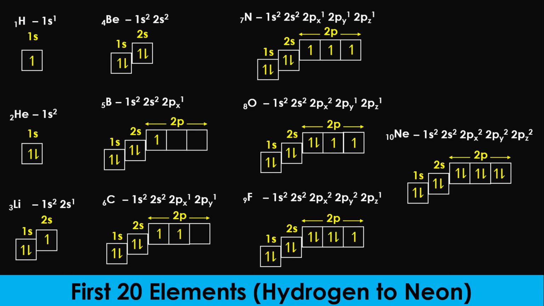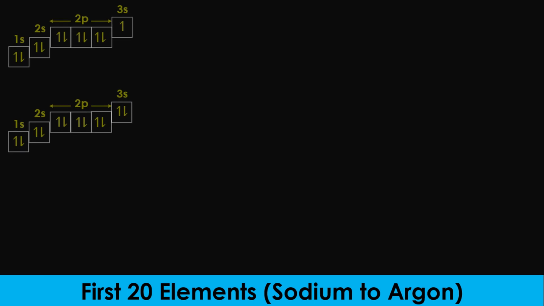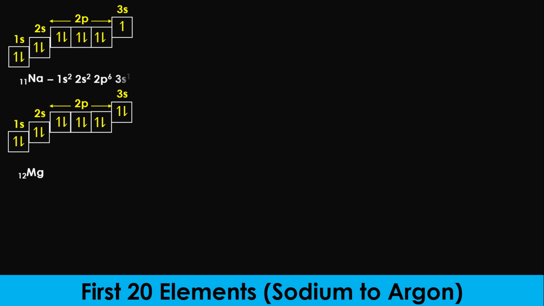Having completely filled the 2p orbital, the next orbital to be filled will be the 3s orbital according to the Aufbau principle. This makes sodium and magnesium with 11 and 12 electrons have the electronic configurations of 1s2, 2s2, 2p6, 3s1, and 1s2, 2s2, 2p6, 3s2, respectively. The filling of the 3p orbitals from aluminium to argon follows the same pattern and explanations for the filling of the 2p orbitals. Hence, the electronic configurations of aluminium to argon are as follows.